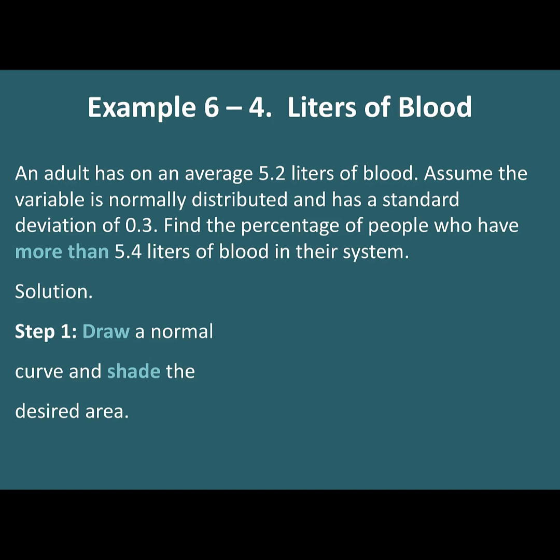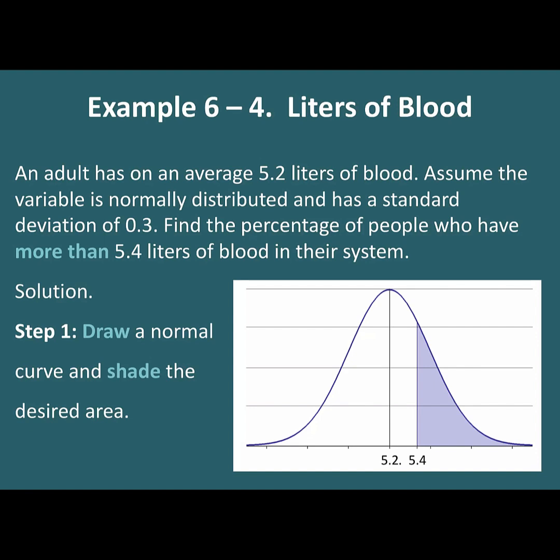Again, step 1 will be to draw a normal curve and then shade the desired area. Here is a normal curve, and notice that the mean is in the middle at 5.2. And we want to find the percentage of people who have more than 5.4 liters of blood in their system. Notice that I am shading to the right of 5.4. Please sketch this on your own paper.